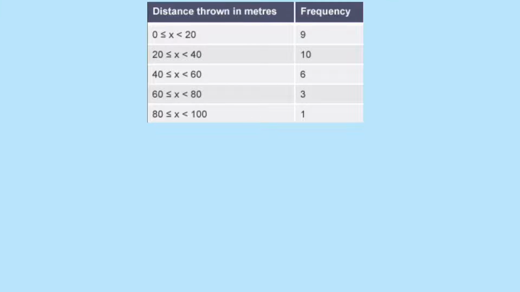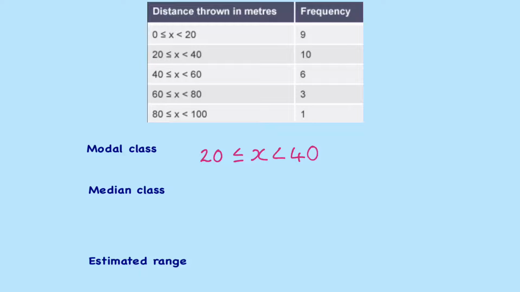So here we have a table for distance thrown in meters. And we want to find out the following: modal class, median class, and the estimated range. So let's start off with the easiest, modal class. So that's the most common. So we see that the highest frequency is 10, and that is the interval 20 to 40. So the modal class, the most common class, is 20 to 40.